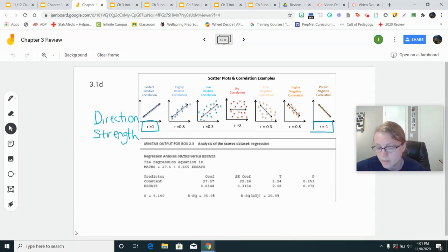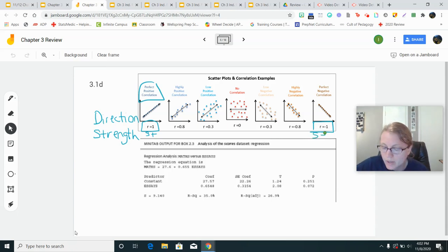So there's a lot of examples up here of different R values. So the ends here, this would be strong and positive. So this is a perfect correlation. This would be a perfectly negative correlation down here. So this would be negative. This would be strong and negative.